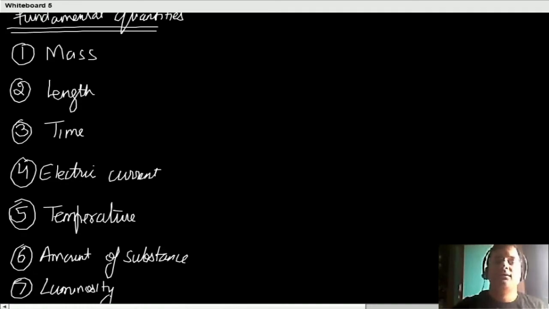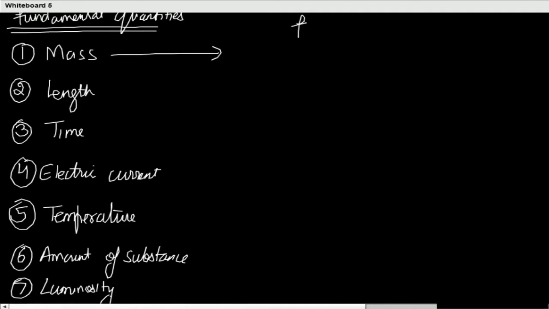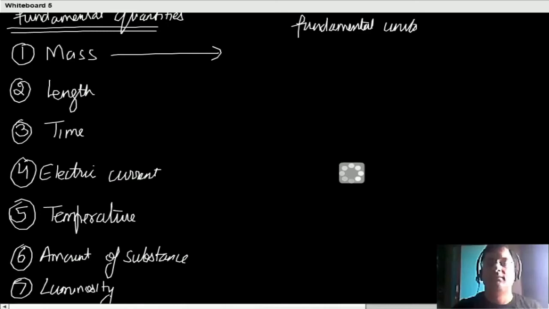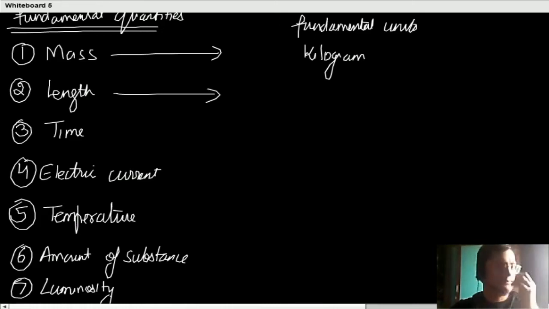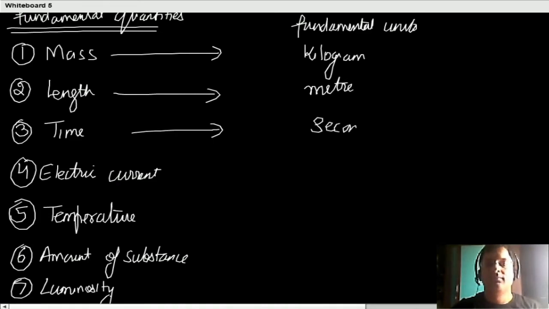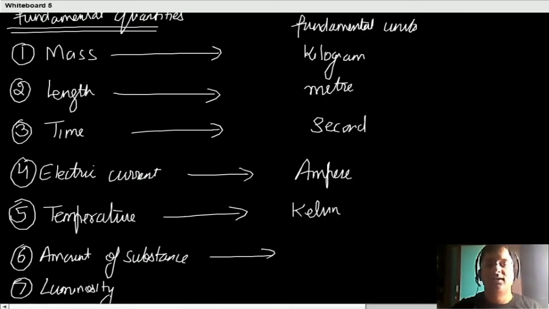7 fundamental quantities, right? And these are the fundamental units which are related to them. For mass, kilogram, for length we have meter, for time we use second, for temperature you have Kelvin. These are the units. Amount of substance we use mole, where mole is a standard quantity whose value is 6.023. So these many total quantity, if it is there, we call it as mole.